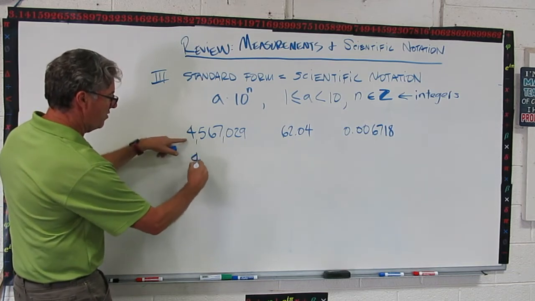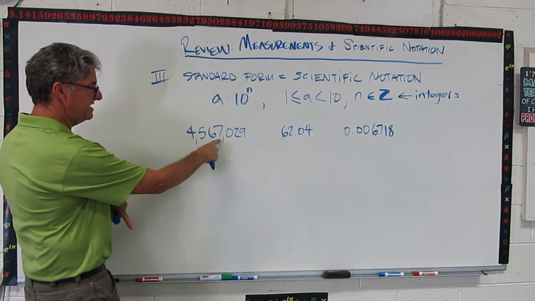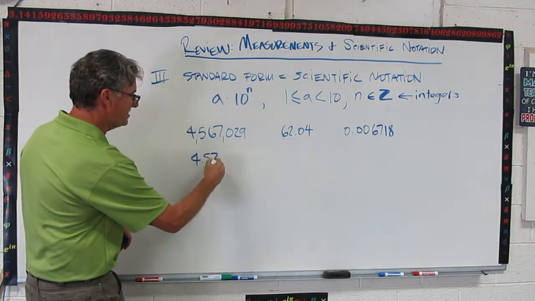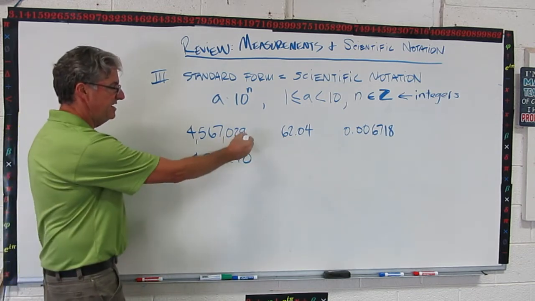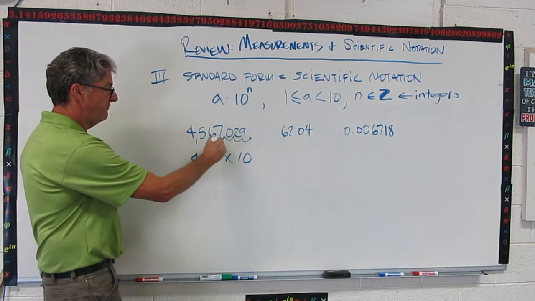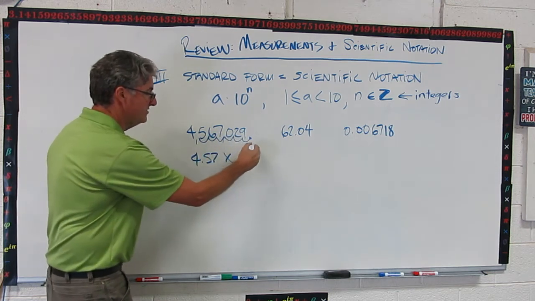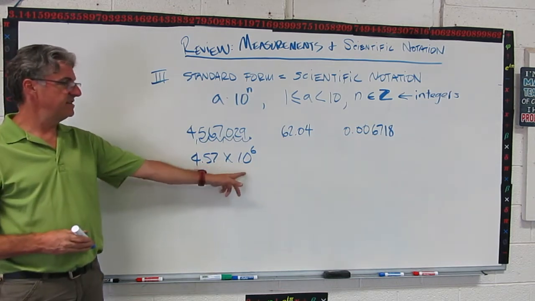So this is going to be 4.5. Now the 6 is going to get rounded up by that 7. So it's going to be 4.57 times 10. And now I need to find out what my n is. Here's my decimal place now. So I'm going to go 1, 2, 3, 4, 5, 6 to get there. So that's 10 to the 6th. So this is 4.57 times 10 to the 6th.